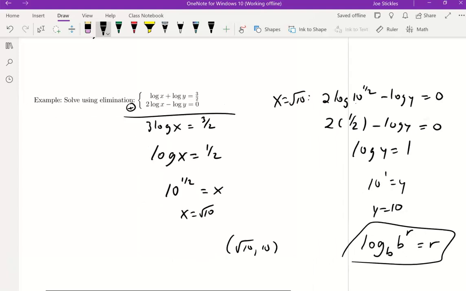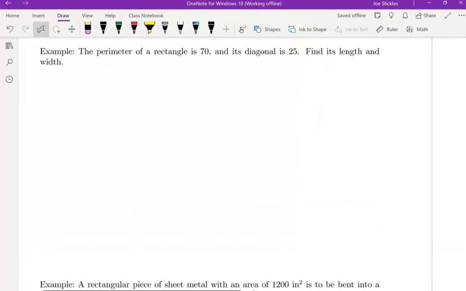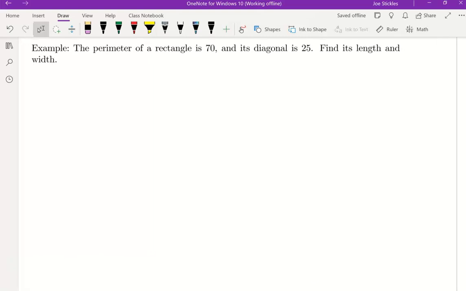All right, let's see if we can apply this stuff that we've been doing to a couple of word problems. They tell you that a perimeter of a rectangle is 70, and the length of the diagonal, or one of its diagonals, is 25, and it wants to figure out the length and the width.